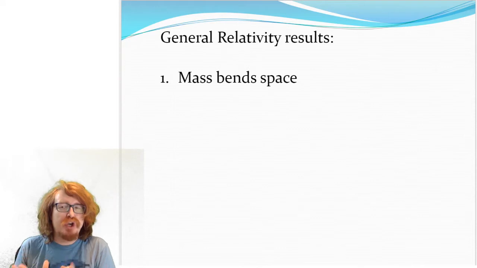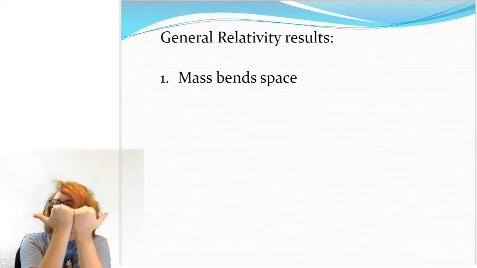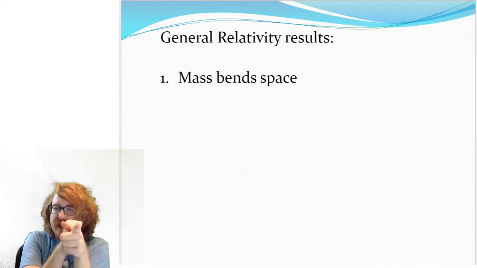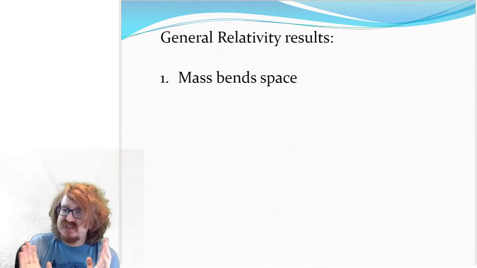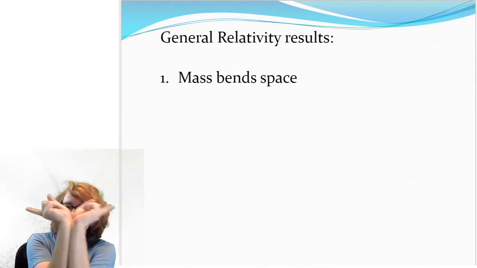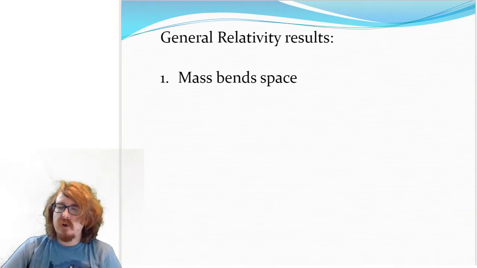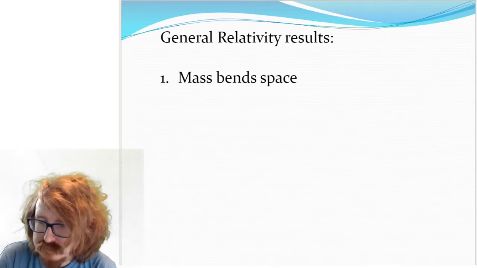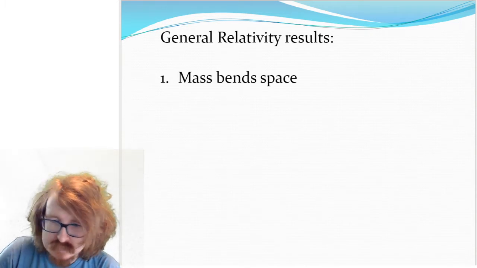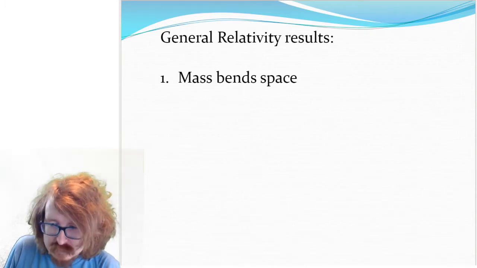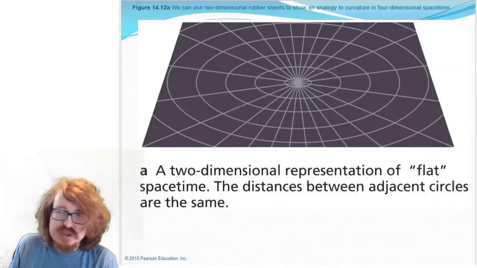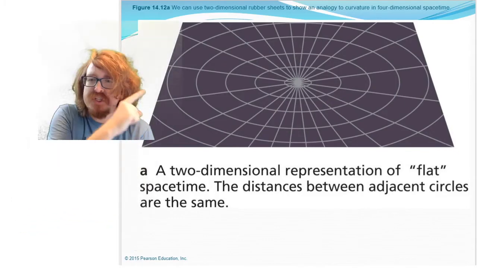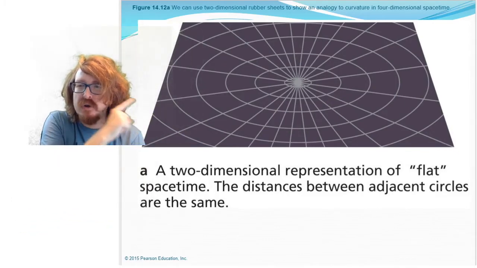So imagine a two-dimensional universe where left and right exists and forward and backward exists. Which direction does not exist in a universe that only has left and right and forward and back? Which one's missing? Up and down, yes. Up and down is missing. So that universe you can think of as just a big old sheet, okay?